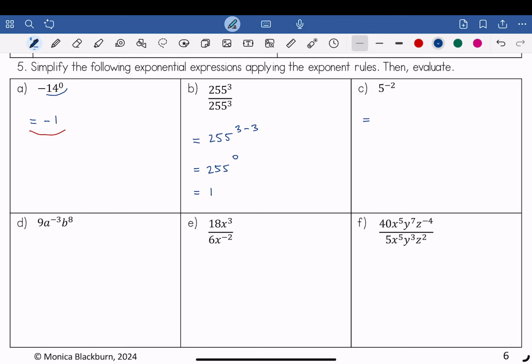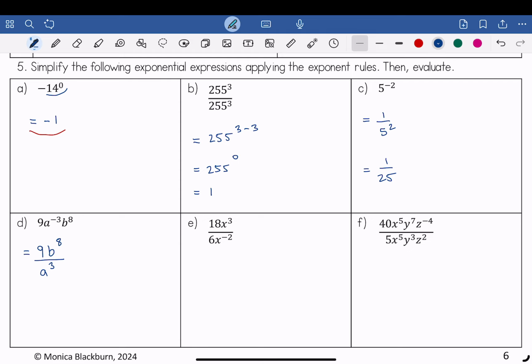there is an imaginary over 1. So we're going to flip numerator and denominator. So it now becomes 1 over 5 to the power of 2, which is equal to 1 over 25. D, so we have the 9 over 1, so we can leave it. There's nothing to do with the 9. A to the power of negative 3 now will become the denominator to the power of positive 3. And then b to the power of 8 is a positive exponent, so we leave it where it is.